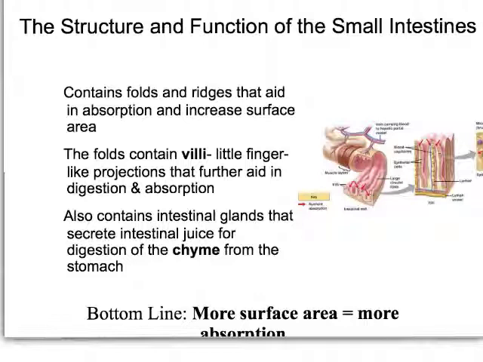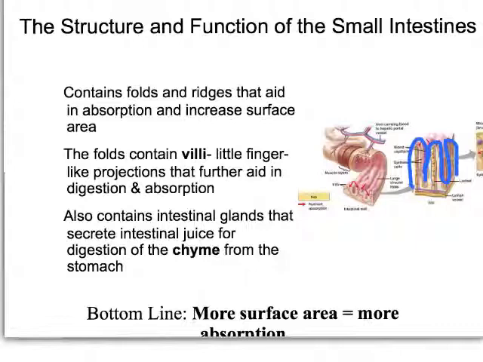All right, so we can see over here on the right, they look like little finger projections. Okay, so it increases surface area for more absorption. And the small intestine also contains intestinal glands that are going to secrete intestinal juices and enzymes for further chemical digestion of the chyme that comes from the stomach.